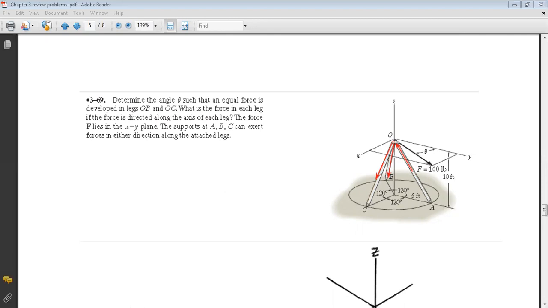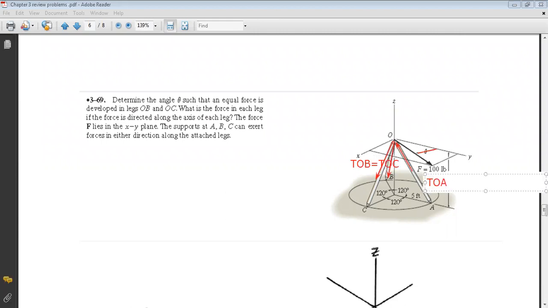Okay? So now what are my unknowns in this problem? I have three unknowns. I have first the angle theta. This is my first unknown. Second, I have in each leg TOB equal to TOC, but I don't know it. TOB is equal to TOC, unknown, and I have also TOA. So these are my three unknowns. Okay, I should find them.